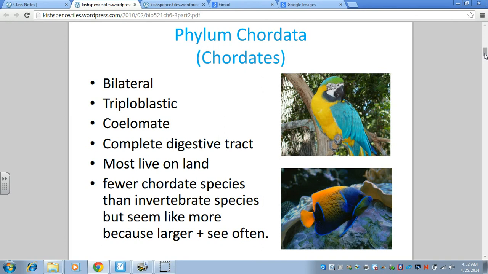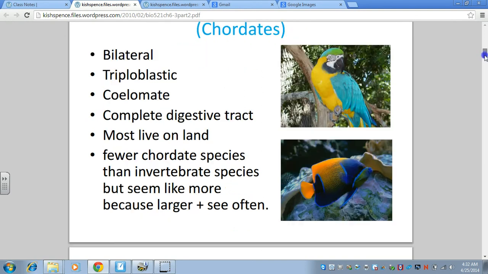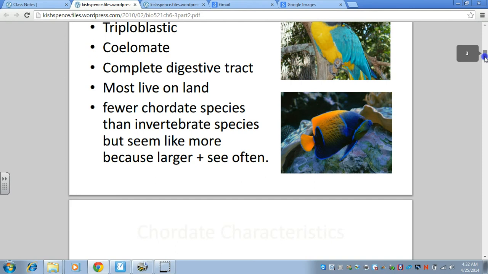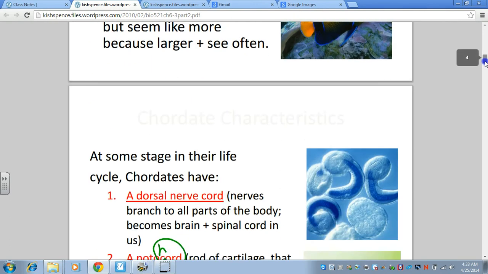We have a complete digestive tract. So we have both a mouth and an anus, and the food usually goes in one direction. At times, if you're sick, your body's mechanism to get rid of it is to throw it up or to have it go out quickly the other way. Most live on land, and there are fewer chordate species than invertebrate species, but like we said, it seems like there's more because they're larger and we see them more often.